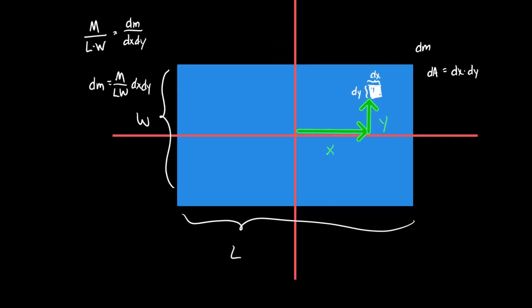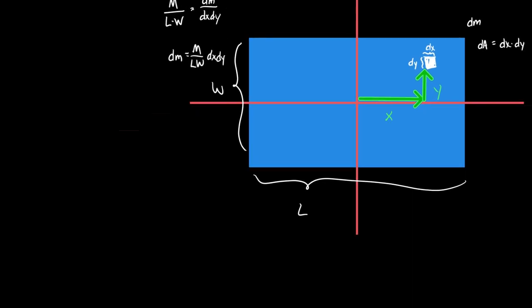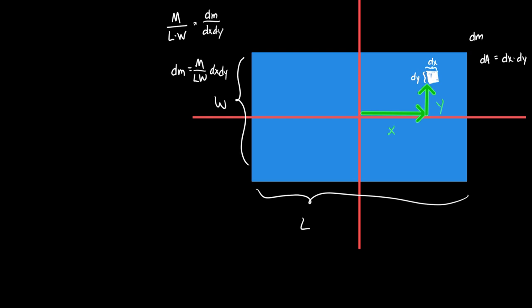I think we have enough information to assemble our integral now. And so we begin by saying I equals the integral of r squared dm. Here's your first roadblock. What's r?